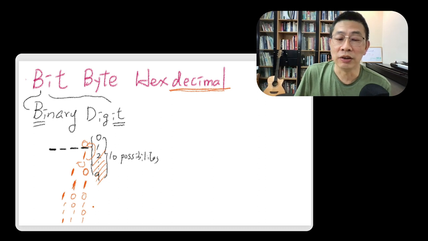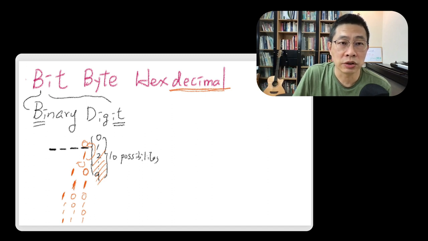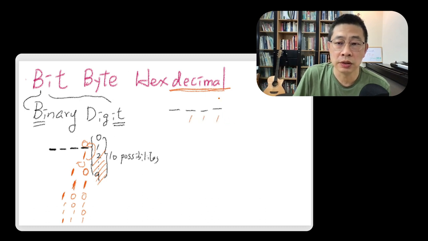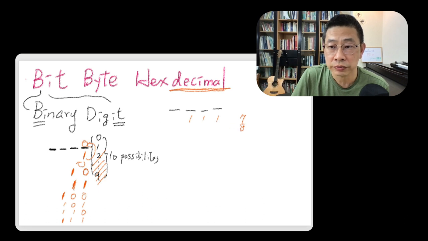Yeah, I'm running out of space, okay? And if you keep doing that, let's assume we have a full four locations. I should have prepared better, but sorry. Now we've talked about 111 as 7 in the 10's number system, decimal, okay? And for 8, we are going to do this, right?